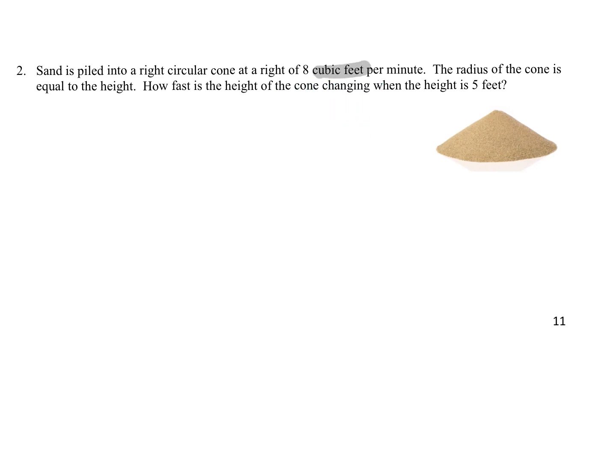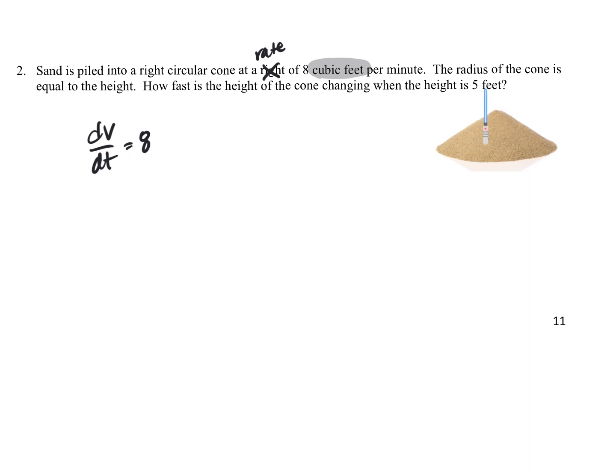So here's the deal. What unit is always cubic units? Like a length, an area, or a volume, right? So it says sand is piling into that cone at a rate of 8 cubic feet per minute. Because it's cubic feet, is it V equals 8 or dV/dt is 8 if I said rate? The rate that my volume is changing. So we're going to say dV/dt is 8.